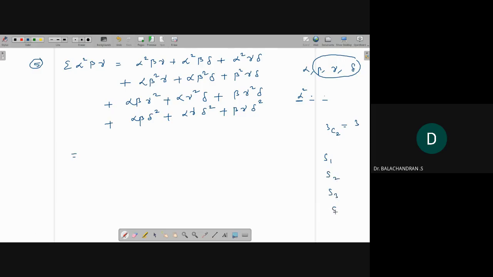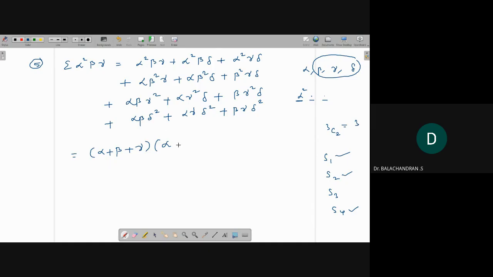So any of the combinations, maybe I can use these 2 or these 3. There is no need to use all the 4. Out of these 4, I can use 3 or 2. The combination depends upon the expression. Here I will take directly S1, alpha plus beta plus gamma, and then S3. And why am I choosing S3? Because here we have 3 terms, alpha square beta gamma. So that's why I'll choose S3.